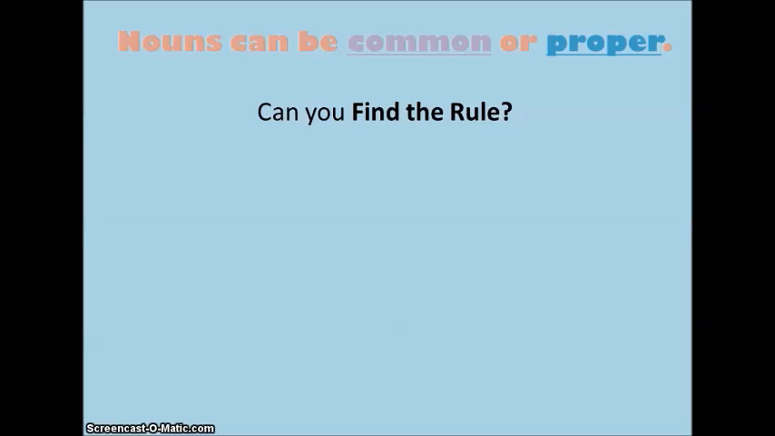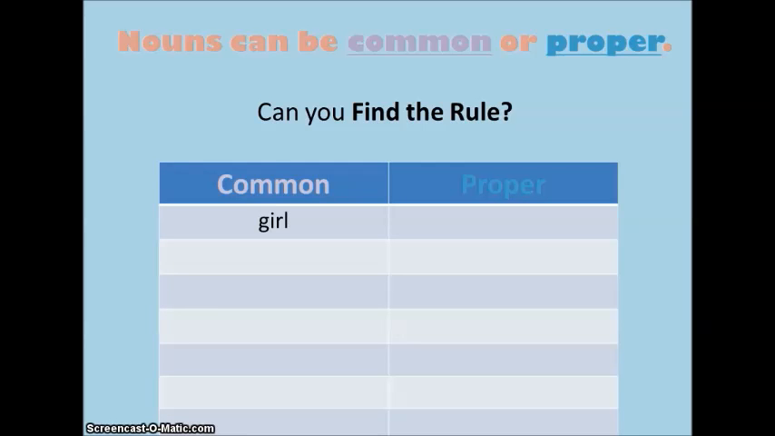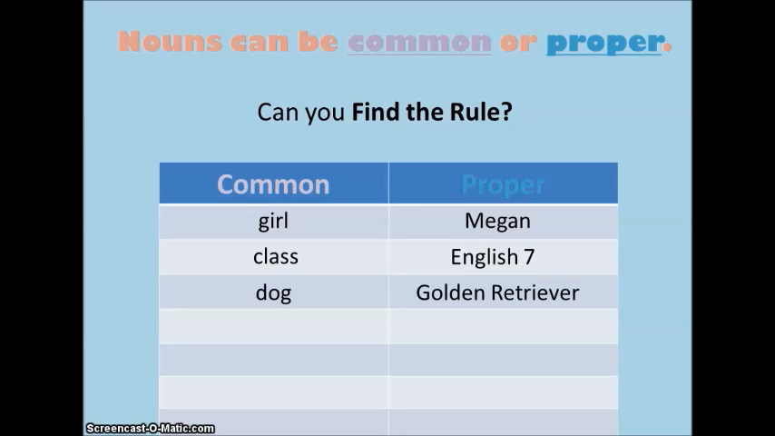Now, when we classify nouns, we can group them into the categories of common or proper. I want you to look at these examples and see if you can find the rule for what makes a noun common versus proper. Girl is a common noun. Megan is proper. Class is a common noun. English 7 is proper. Dog is a common noun. Golden retriever is proper. Virginia Beach, proper. Florida, proper. Beach, common. Vacation, common. So here's the rule.